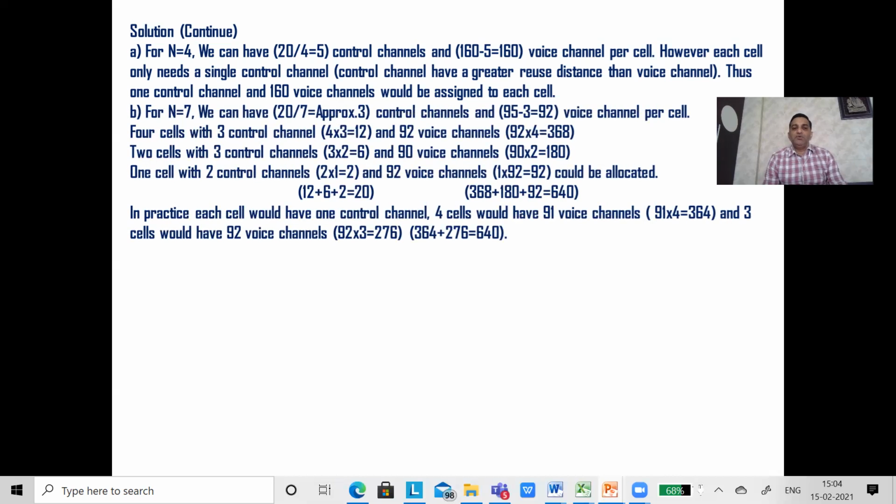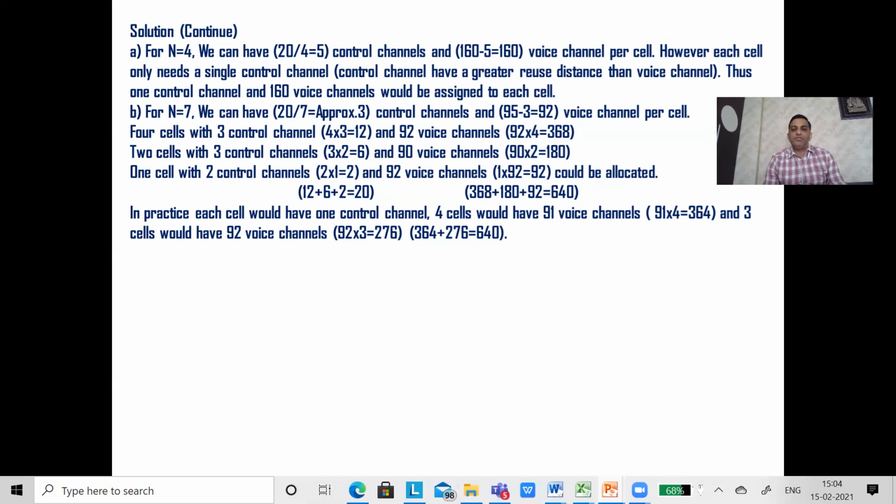For n is equal to 7, we can have 20 by 7, which is approximately 3 control channels, and 95 minus 3, that means total 92 voice channels per cell. Now here the total number of cells is n is equal to 7.